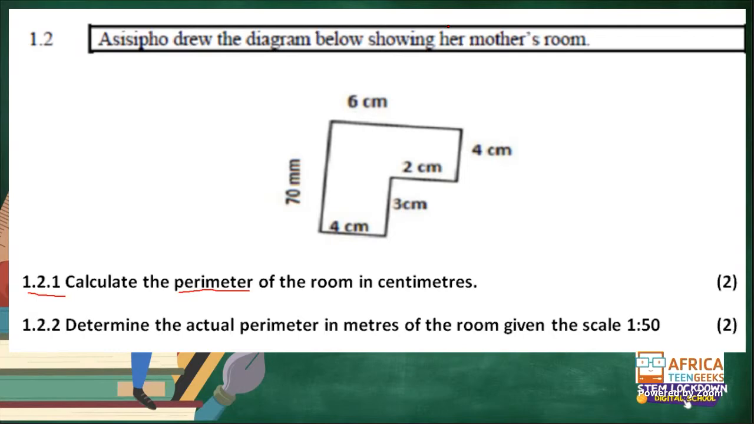Okay, time is up. Let's see how well you did. Now remember, perimeter is the total distance around the shape, and you calculate perimeter by adding all of the sides. So in this case, we need to add all of these sides. But now they tell us that our answer must be in centimeters. The first thing you see is that one of these values is in millimeters. So you need to change 70 millimeters to centimeters.